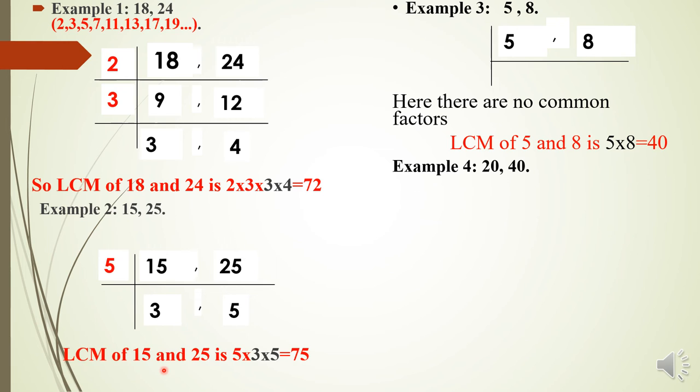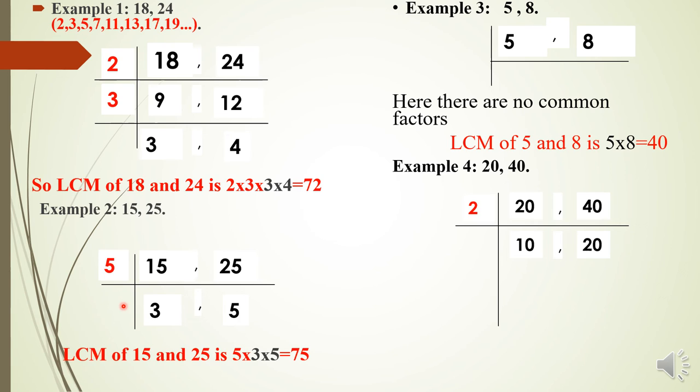Last question, 20, 40. Write 20 and 40 in a line. 20 and 40 both end with 0. We can divide it by 2. 20 divided by 2 is equal to 10. 40 divided by 2 is 20. Again, it ends with 0.